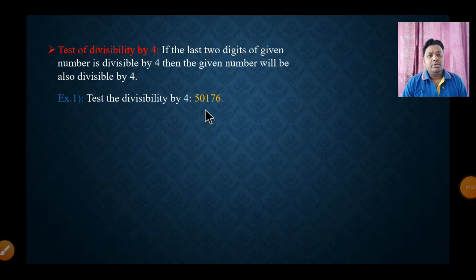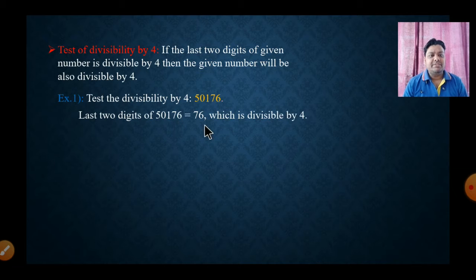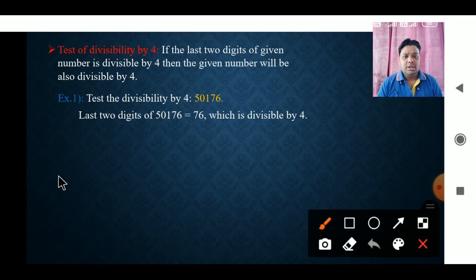So you can see that this number is 50176. Now we have to check the last two digits, it means 76. So we can say that the last two digits of 50176 are 76. We can say whether it is divisible by 4 or not. Here we can see that it is written divisible by 4. Let's check it, whether it is divisible by 4 or not. We have to check also.